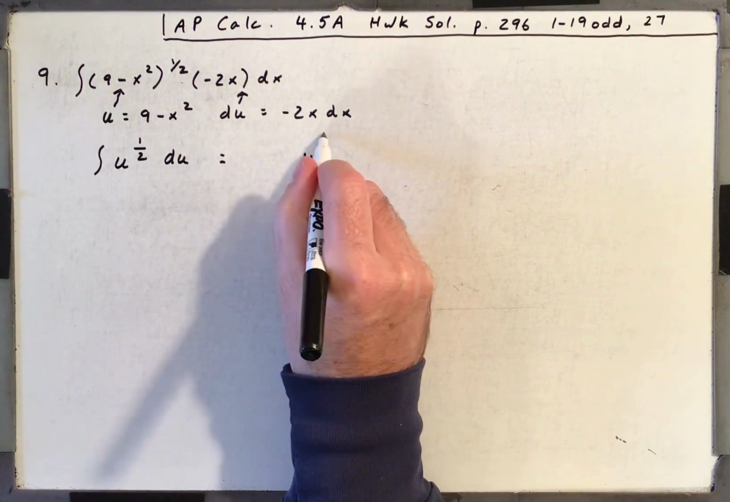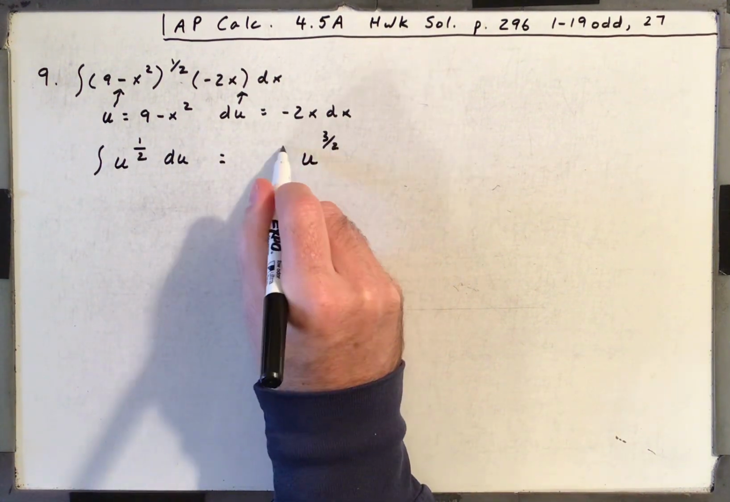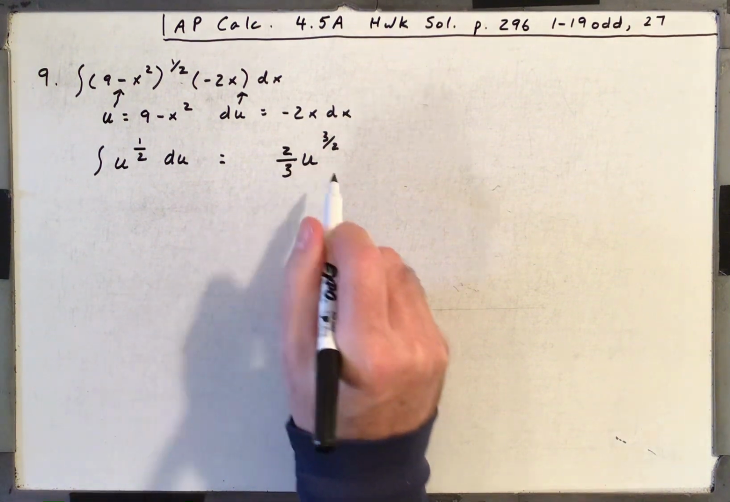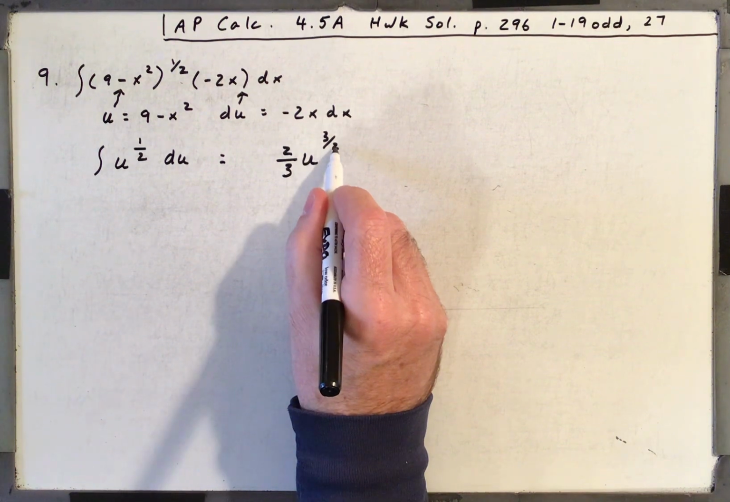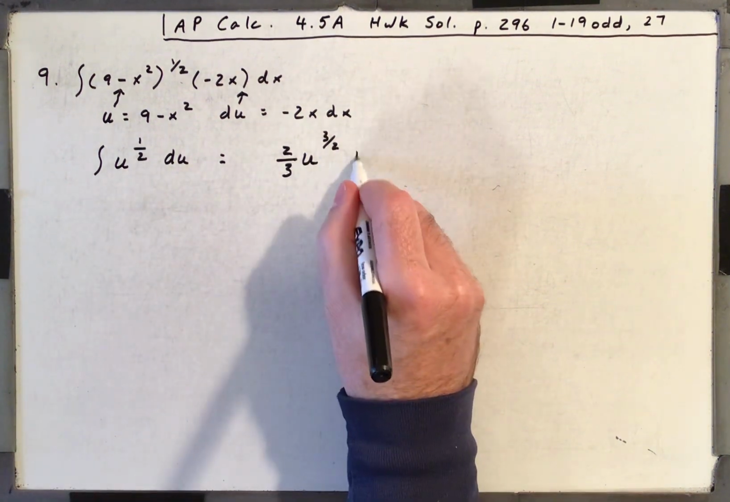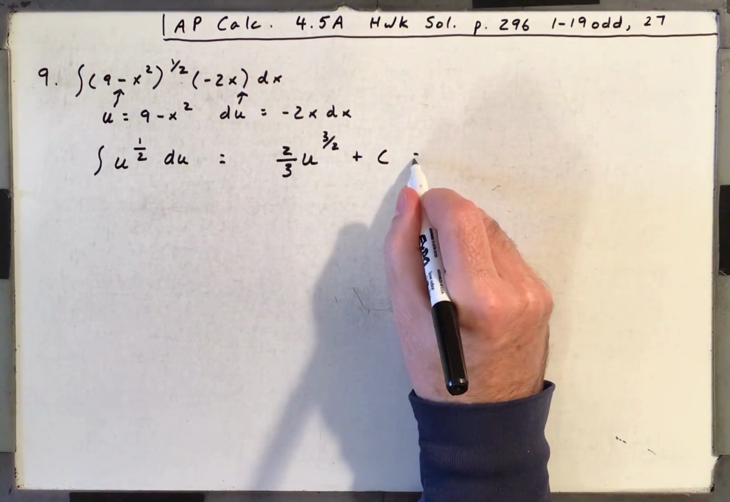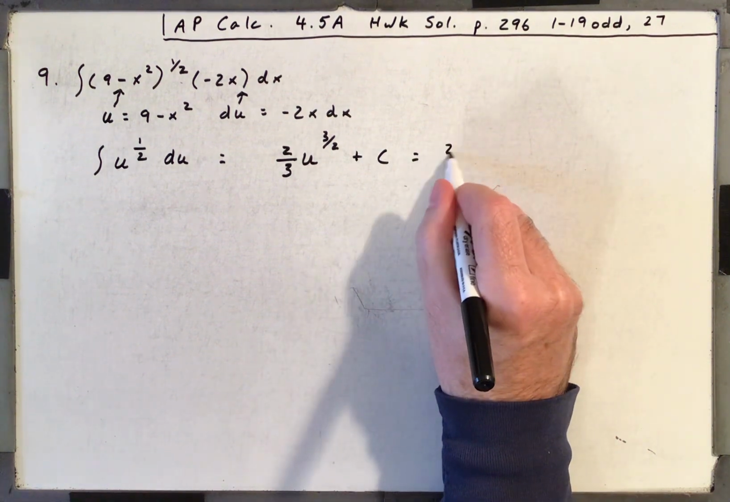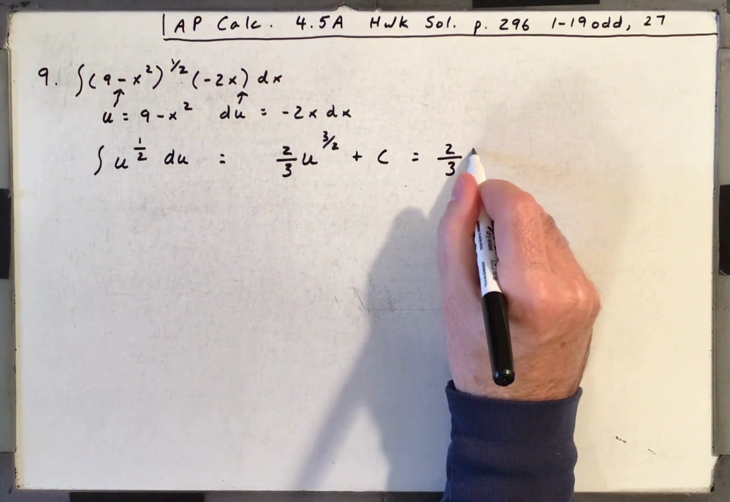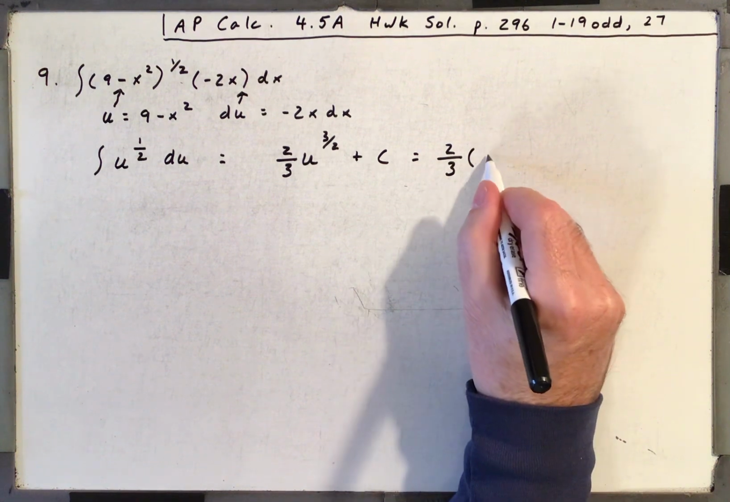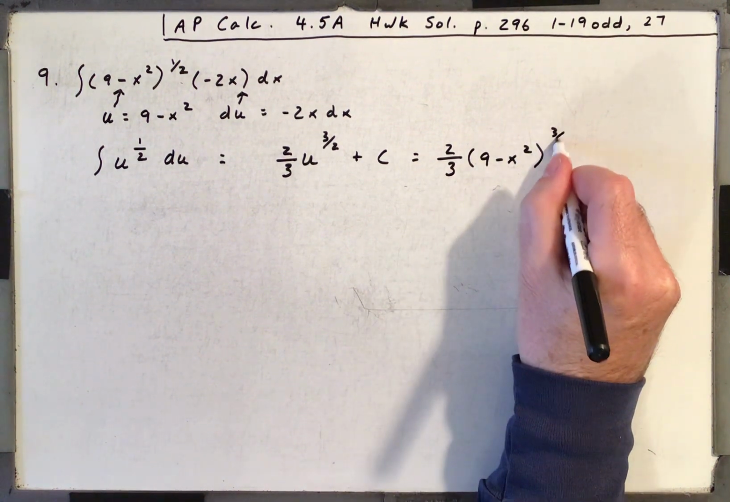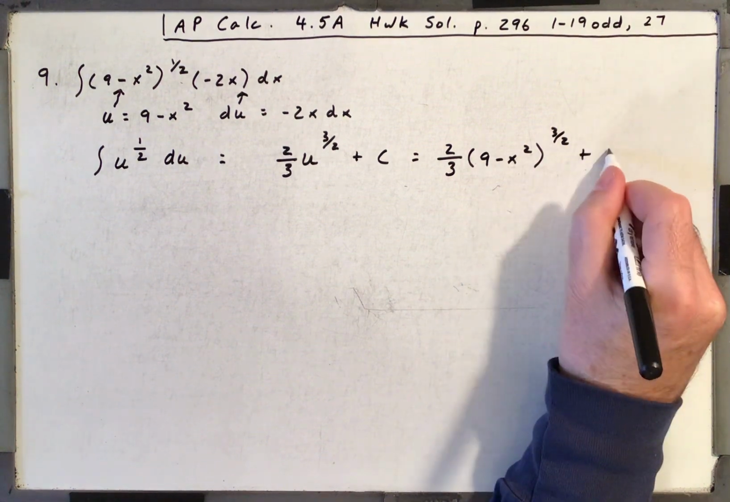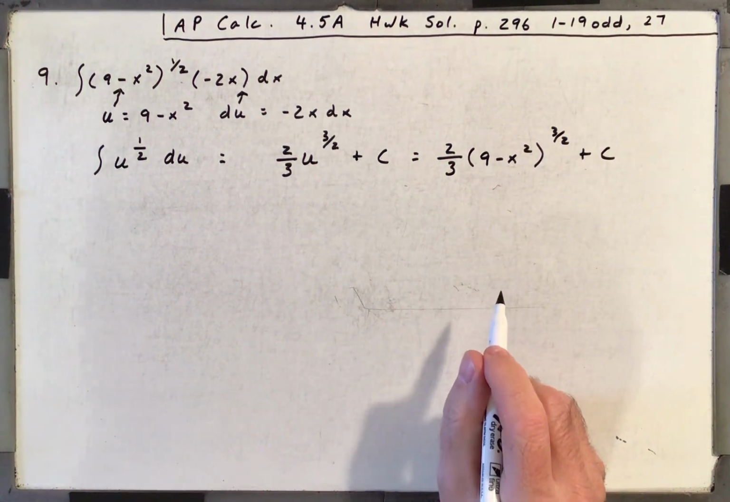So that's going to be u to the 3/2, but I would need a 2/3 out front, because 3/2 times 2/3 is 1, and then subtract 1 from 3/2, you'd get a half, plus c. You put u in the problem, you got to take u back out. So that's 2/3 times 9 minus x squared to the 3/2 plus c.